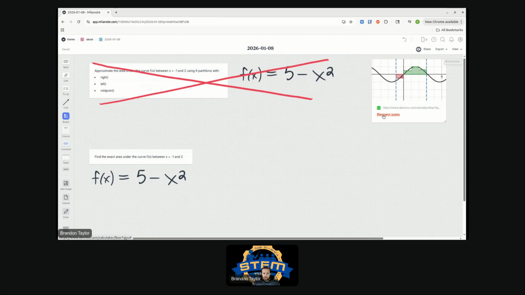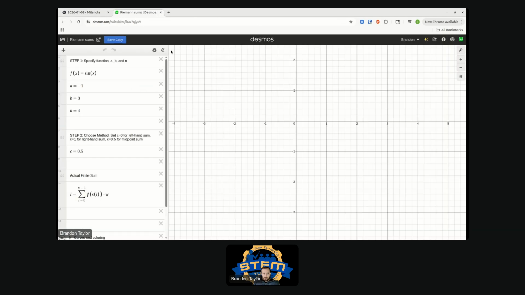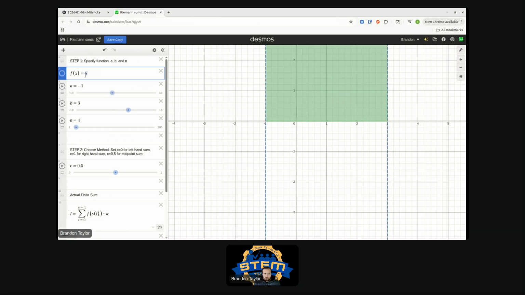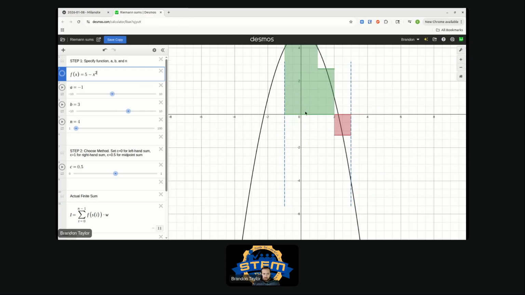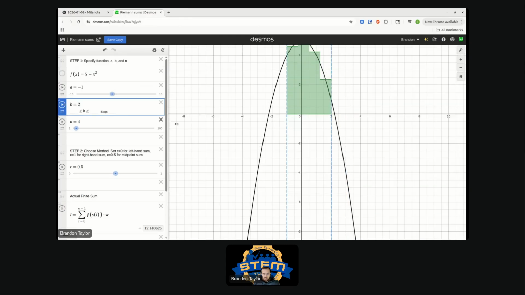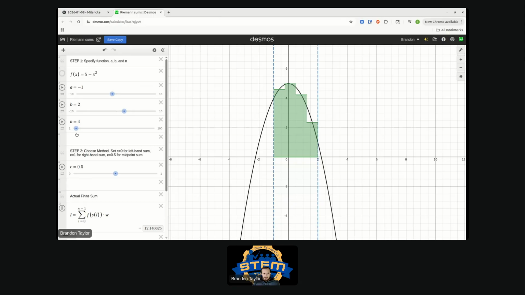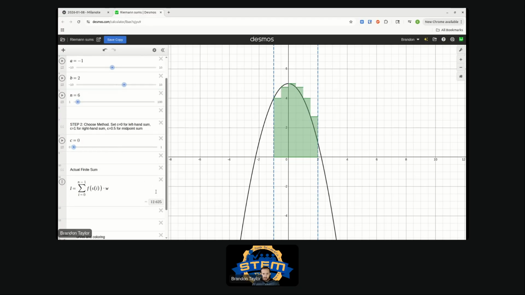To start off, let me open up what we did last time. Let me set us up. Remember, the function we're talking about here is 5 minus x squared, between -1 and 2. Last time, if you remember, we used 6 rectangles. With the left Riemann sum, we got 12.625. With the right Riemann sum, we got 11.125. The midpoint, apparently, we got 12.0625.